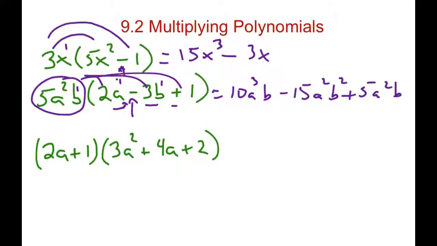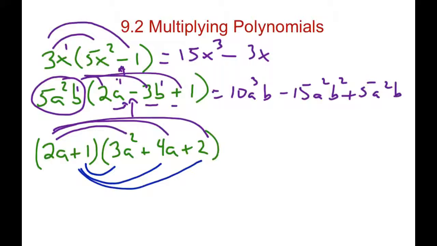Alright, now I have a binomial multiplied by a trinomial. So this one's a little bit more complicated. In the first two, it was a monomial on the outside of the parentheses. So this one's just a little bit more complicated, but no big deal. I'm going to distribute this 2a there, there, and there. And then I'm going to distribute the 1 there, there, and there. So this is going to be a little bit longer of a problem.